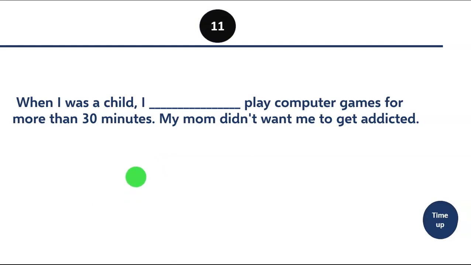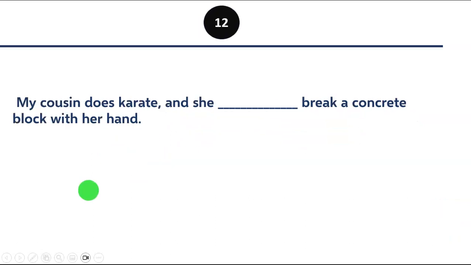Okay, time is up. When I was a child, I could not play computer games for more than 30 minutes. My mom didn't want me to get addicted. Could not, past. Let's move on to number 12. My cousin does karate and she dash break a concrete block with her hand. Hint before I start the 10 seconds, present tense.